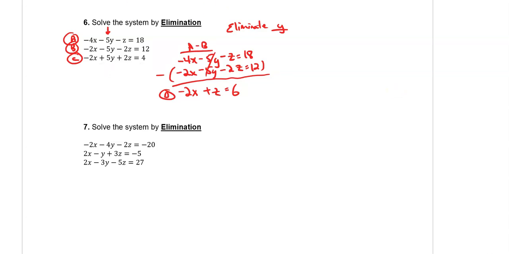These I'm going to add together because if you add plus 5 and negative 5, it's going to eliminate. So I'm going to do B plus C right there. And I get negative 2x minus 5y minus 2z equals 12. And then I get negative 2x plus 5y plus 2z equals 4. And I'm going to add that one to it.